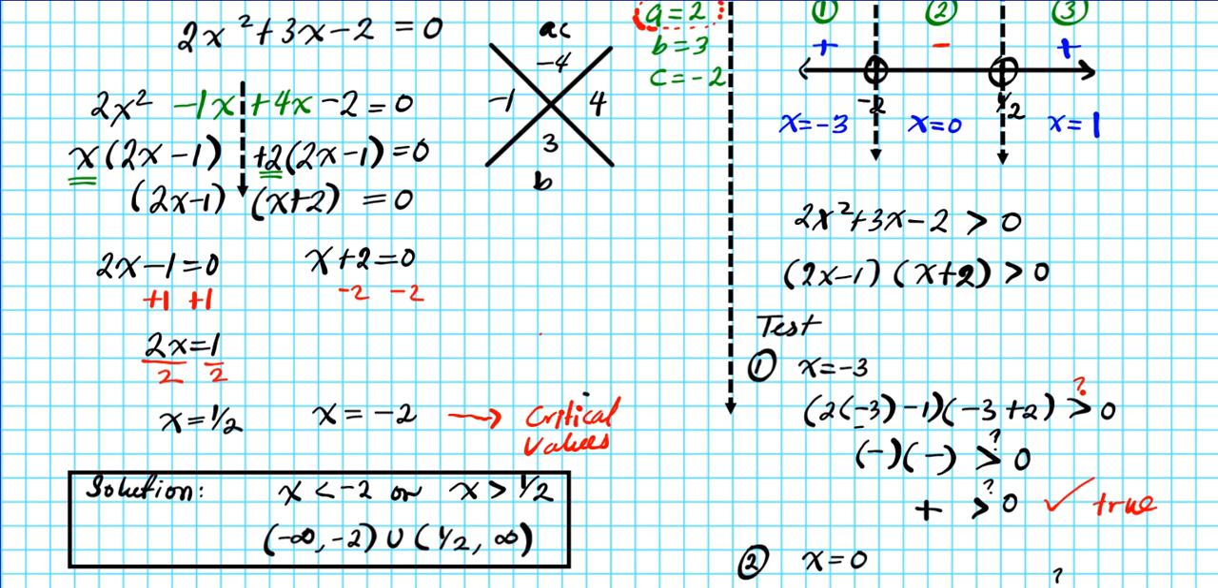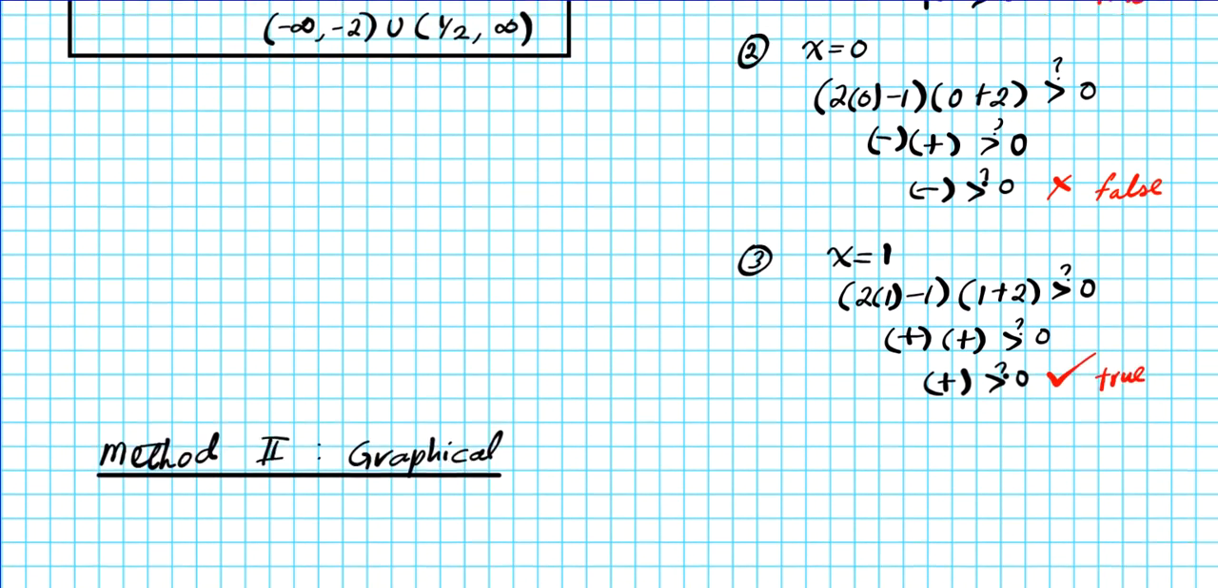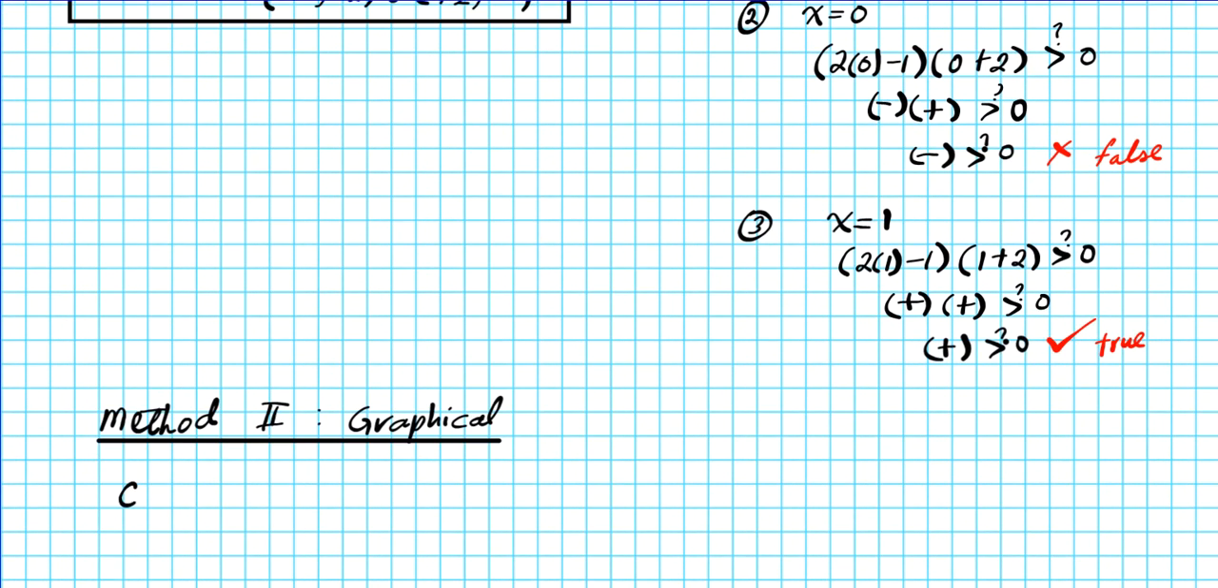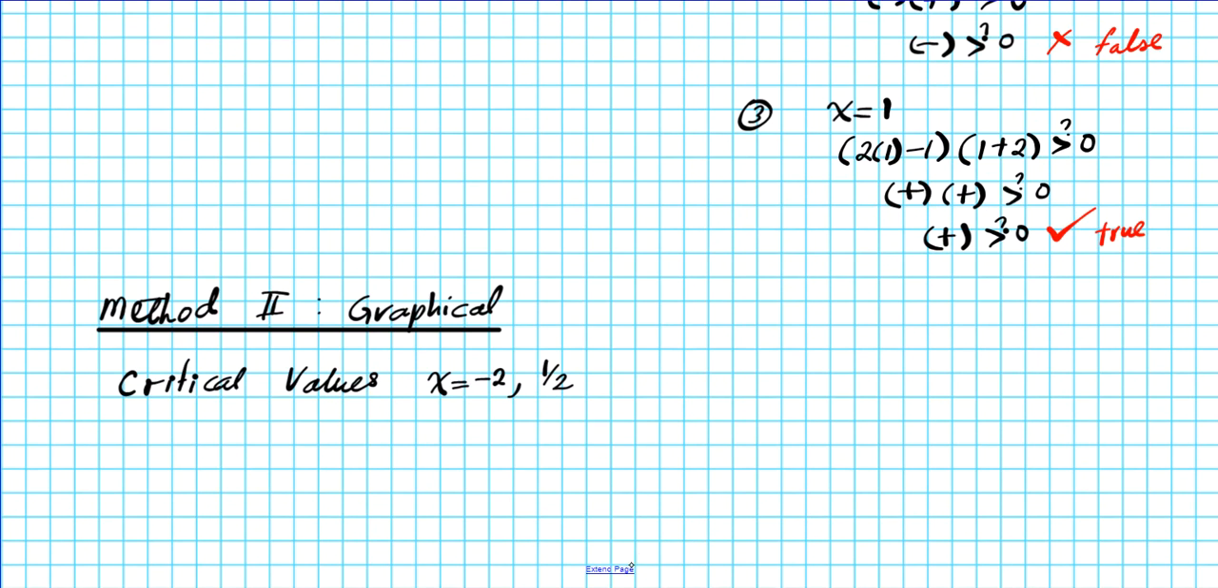The critical values are basically what we're going to use to sketch the graph. So we have x equals positive 1/2 and negative 2. So critical values are x equals negative 2 and positive 1/2. Let me go back and make sure. Okay, so we just graph it.